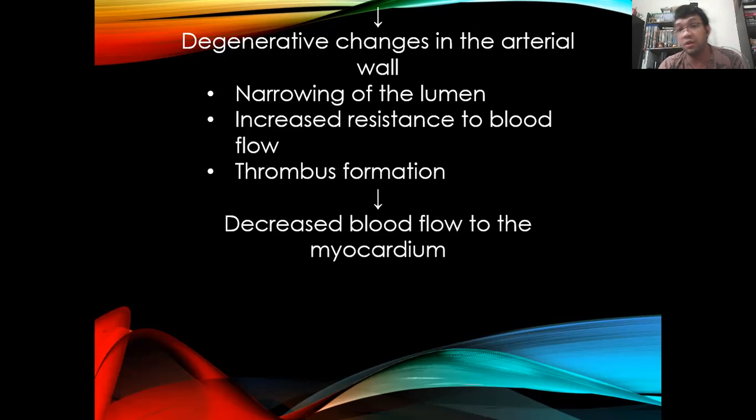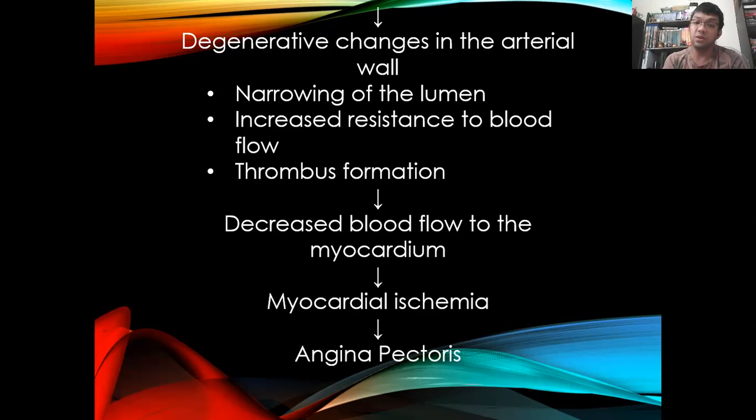So, if there is narrowing of the lumen, there will be a decrease in the blood flow to the myocardium. And there will be myocardial ischemia, meaning there is limited blood supply to the muscles of the heart, leading now to angina pectoris. That will be the subject of our next topic later on, wherein the patient will experience chest pains every now and then. There are different types of angina, but yes, this is the end result of having a coronary artery disease, because once blood flow is limited to the myocardium, pain is going to be felt by the patient.